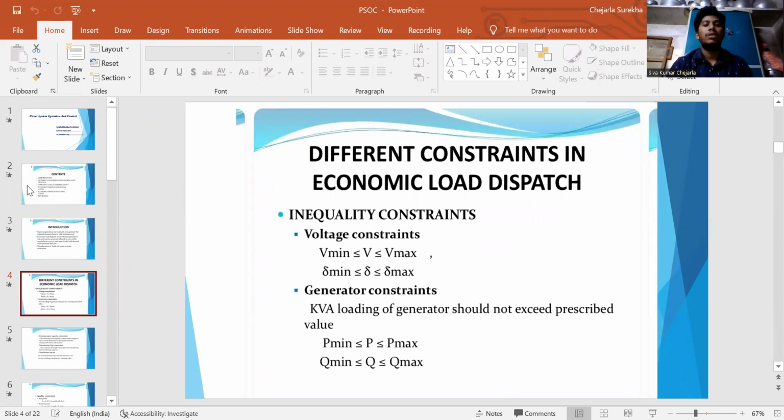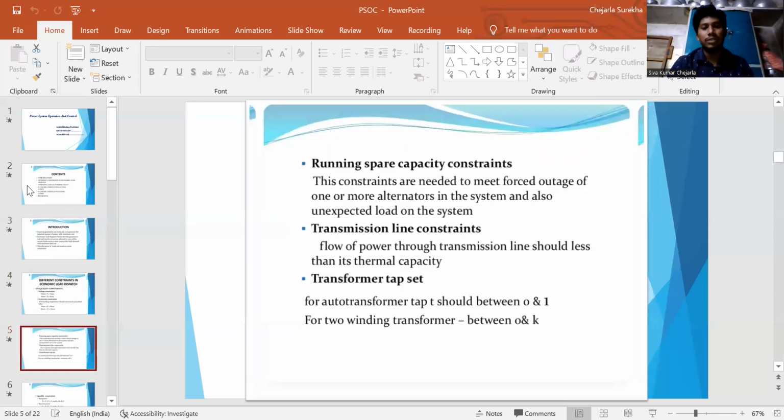Inequality constraints: voltage constraints, V minimum is less than V less than V maximum, as shown, and generation constraints. The running spare capacity constraint is needed to cover the forced outage of one or more alternators in the system and also unexpected load on the system. For transmission lines, the flow of power through the transmission line should be less than the thermal capacity.